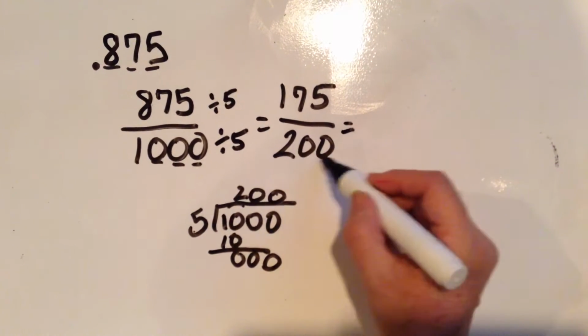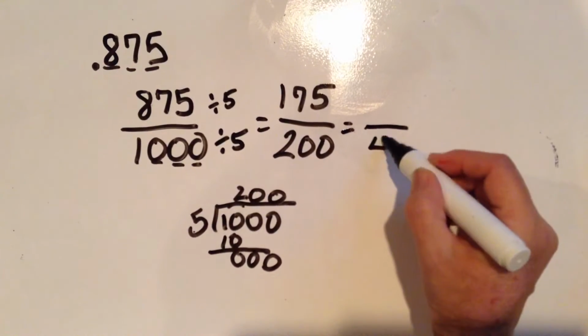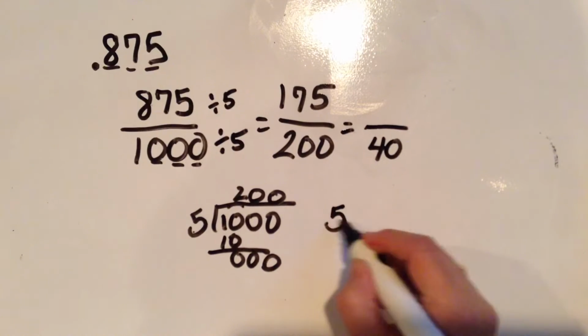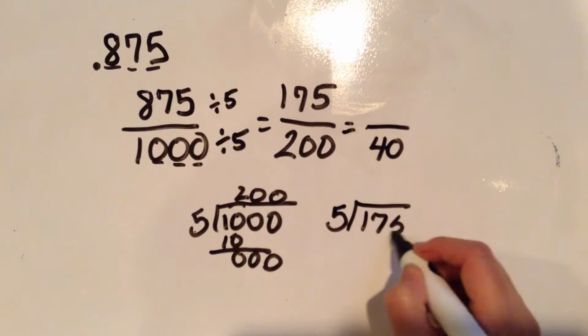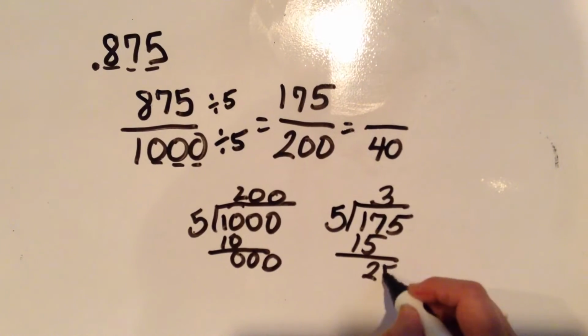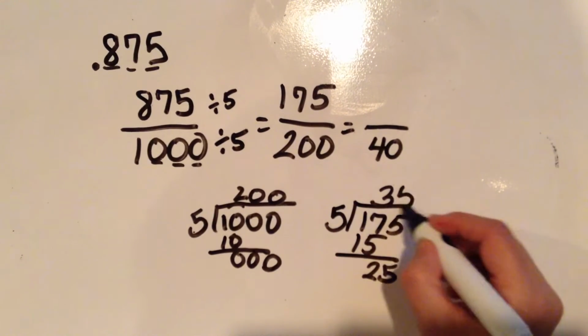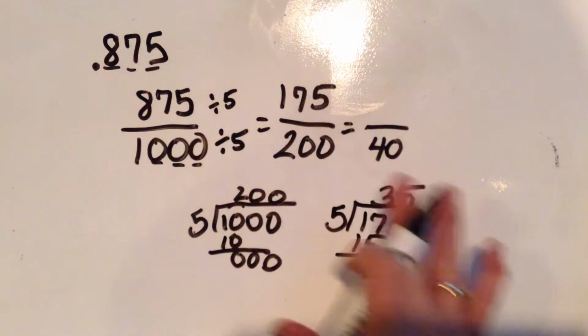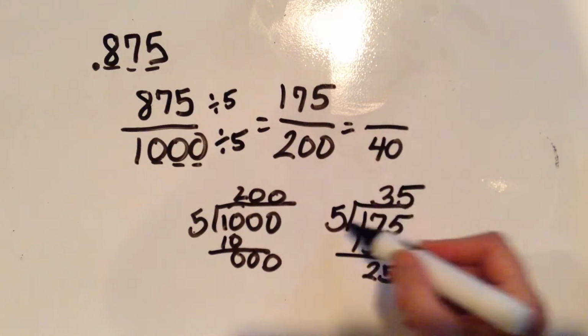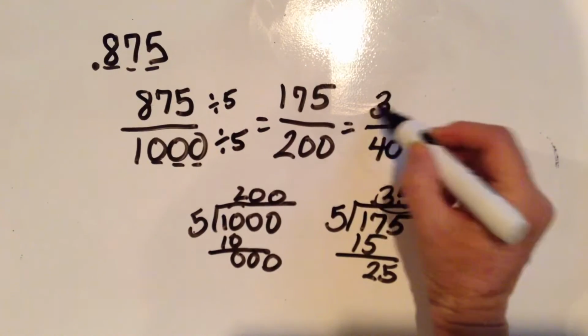So when I divide this one by 5, that's 40. Now I want to divide this one by 5, so I'm going to go ahead and do that out because I don't know that in my head. And I'm going to get 35. And this is why it's good to know long division, because you kind of have to do some of that when you're reducing these. So the answer to that is 35.